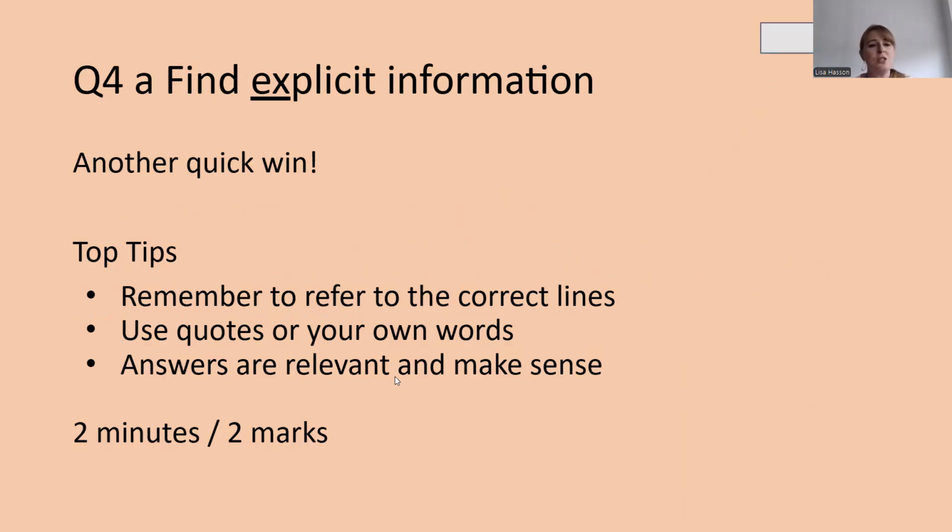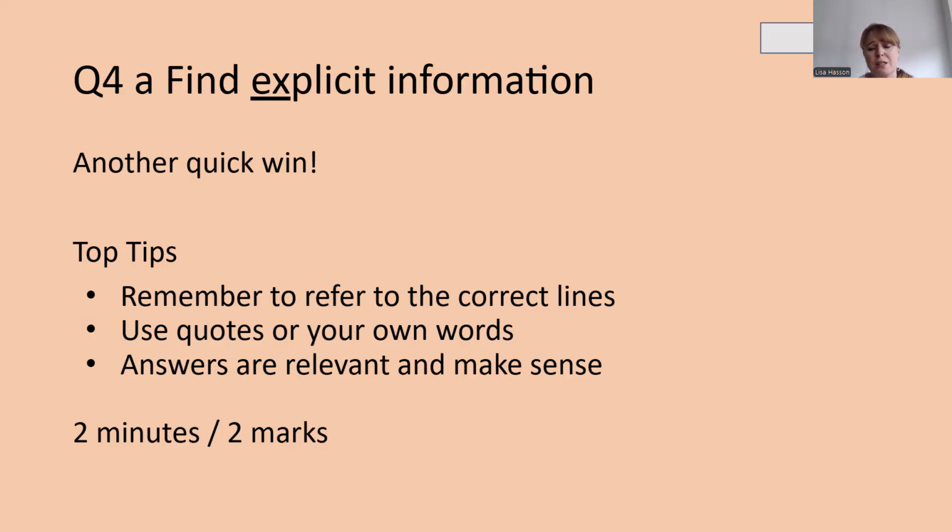Okay, so for question 4, this is one of your easy wins again, because this time it's on text 2, and you're going to be looking for explicit information, which just like on question 1, is simply going to be picking out information that's right there in front of you. You've got an entire text to look at this time. It is a much larger text for you, and in theory, you should be able to skim through this quite quickly and pull out some ideas.